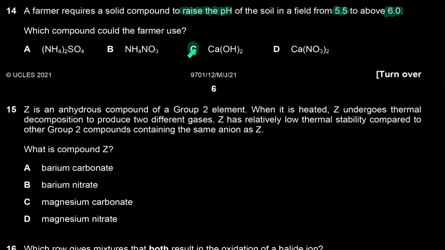Calcium nitrate is neutral. Ammonium is acidic. Ammonium again is acidic. So these two will lower the pH. These two will decrease the pH. This will increase the pH because it's basic.